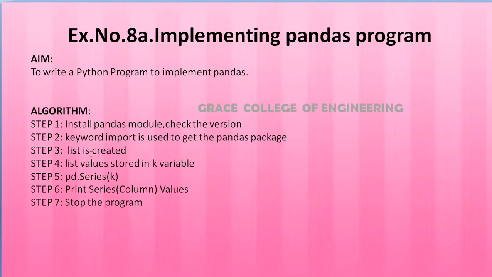Step 2: the keyword import is used to get the Pandas package. Step 3: a list is created. Step 4: the list values are stored in the K variable. Step 5: pd, that alias name, pd.Series of K. Step 6: print the series, so the column values will be printed. Step 7: stop the program.